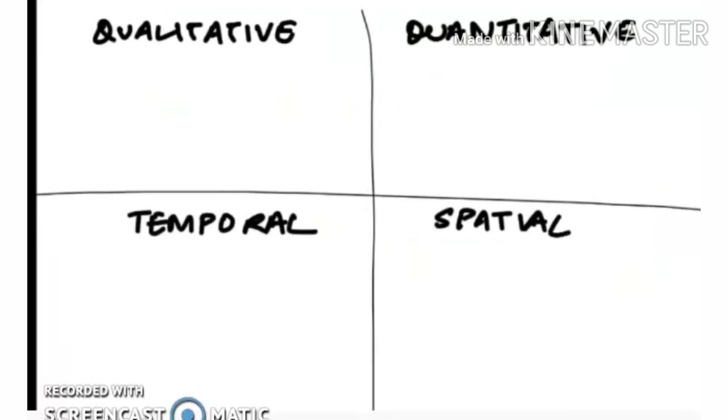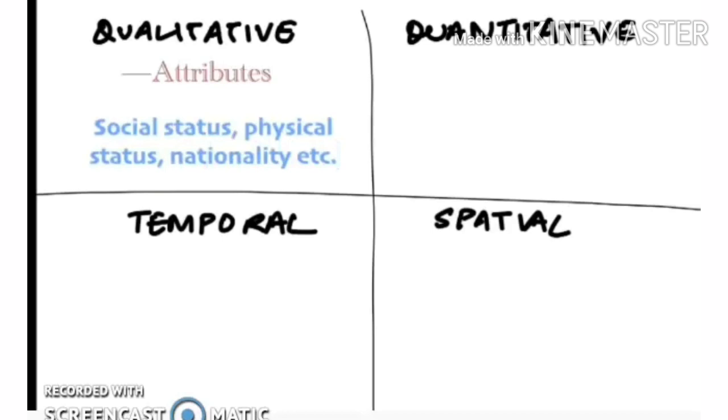What is qualitative? We studied in the last class that it is an attribute showing sex, literacy, religion, nationality and so on. For example, it shows the quality of the people. So it is known as a qualitative classification. Under this method, data are classified on the basis of some social status, physical status, nationality, etc.